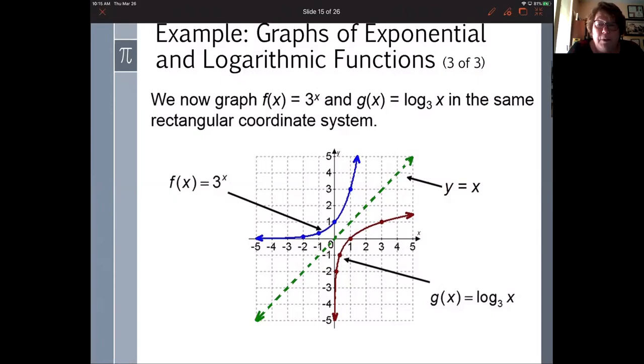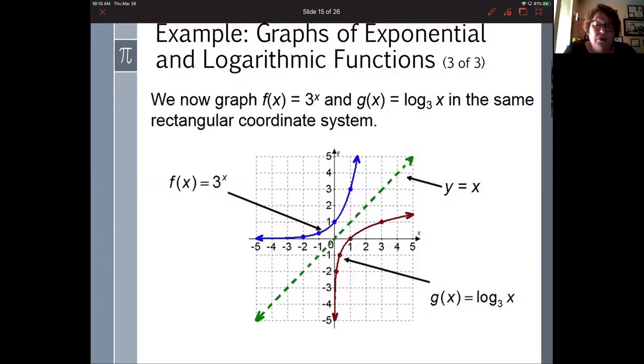So the exponential function has a y-intercept of 1. The logarithmic function has an x-intercept of 1. The exponential function went through 1, 3. So the logarithmic function is going to go through 3, 1. So you can see the graph there of the logarithmic function.